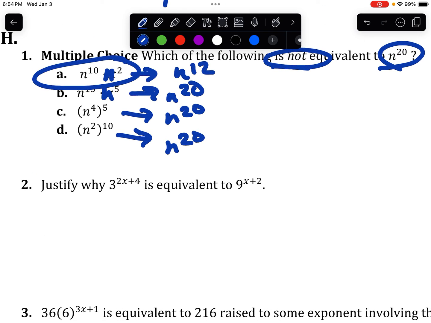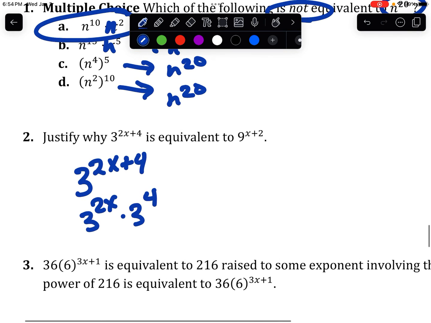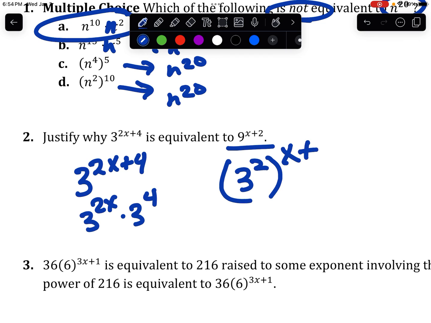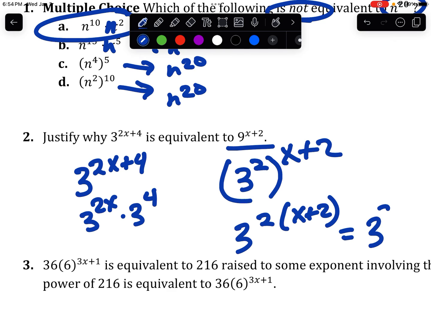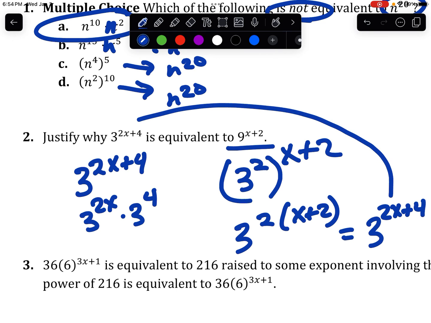Why are these two equivalent? Well, let's break this one down. 3 to the 2x plus 4 is equal to 3 to the 2x times 3 to the 4th, which is, let's break this down a little bit further. I'm trying to think if it's easier to break this one. You know what? I might actually go to the other one and see if we can go backwards here. I'm taking a break with the left side here. I can rewrite 9 as 3 squared to the x plus 2. I think it's actually easier to do this, because then I can say, well, 3 squared to the x plus 2, that's 3 to the 2 times x plus 2. And that would be 3 to the 2x plus 4.